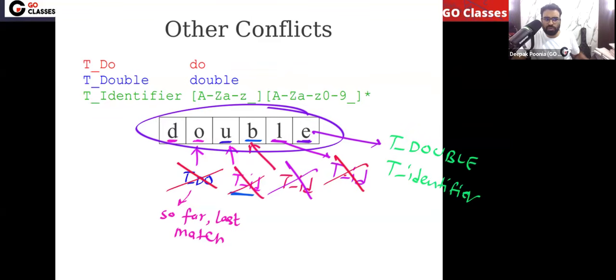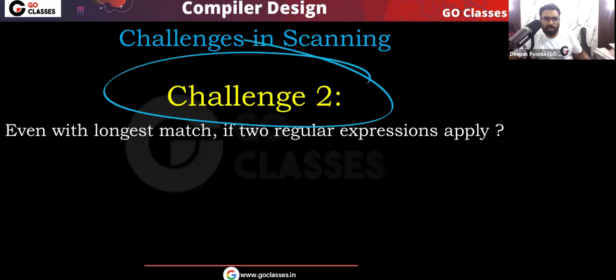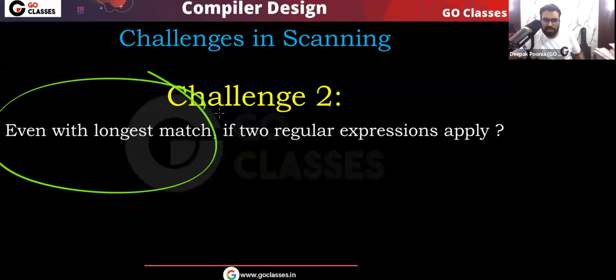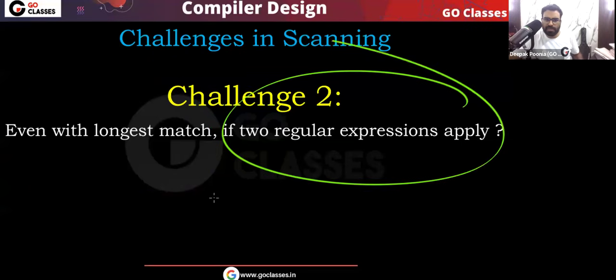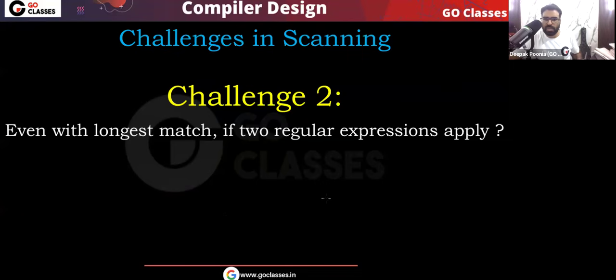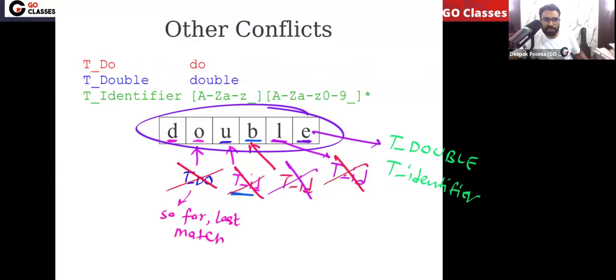So tell me, for which of them should I generate the token? How to solve this problem? Did you understand the problem? This is problem number two: you have taken the longest match, but still two regular expressions are matching. Now what to do? Tell me. You can see we have taken the longest match. This entire character stream matches the double regular expression, and also the identifier regular expression. So for which of them should I generate the token?